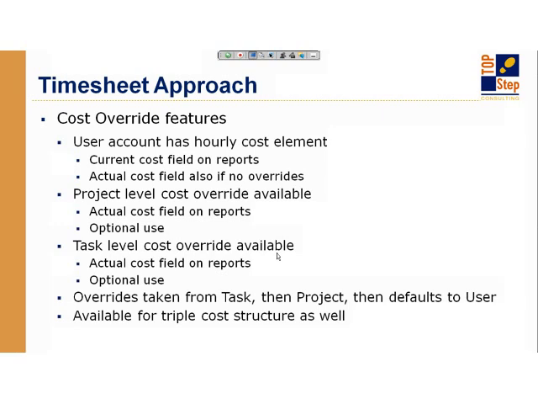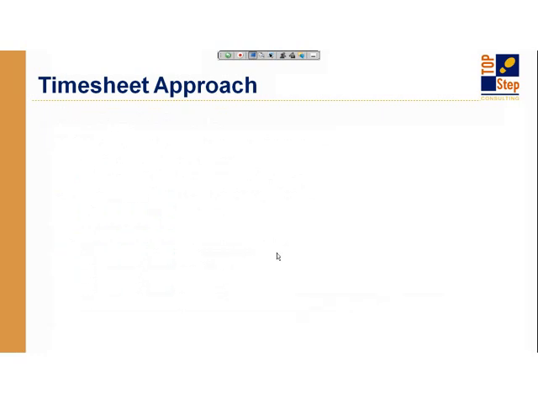Okay. For those of you who are using more than one cost rate, there is a cost table structure that allows 3 costs to be tracked against the user, not just one. The same override features are available for all 3 levels. So it gives you lots of combination permutations of things to keep track of in the system.